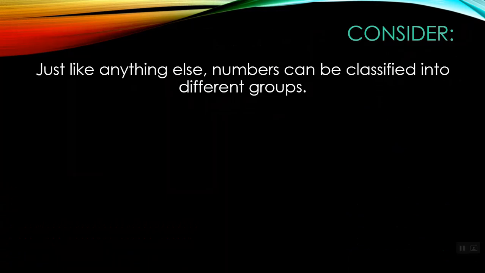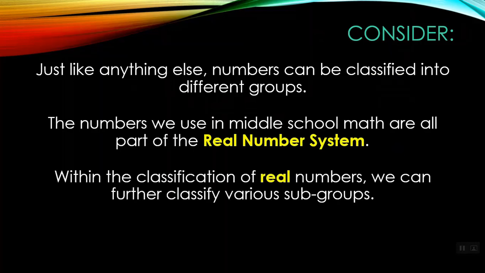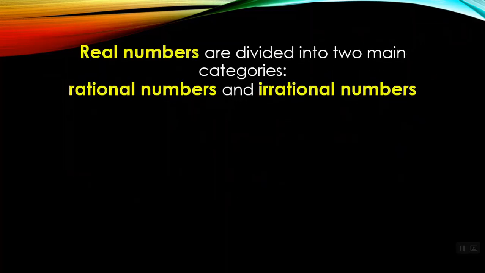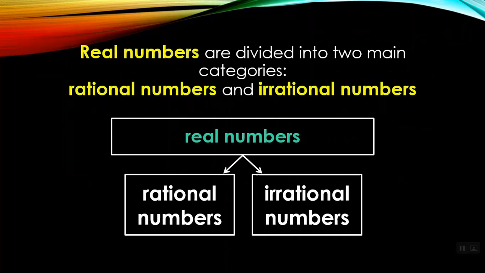So consider this, just like anything else, numbers can be classified into different groups. The numbers that we're going to use in middle school math are all part of the real number system, and within that there are some various subgroups. Real numbers are divided into two main categories, the rational numbers and the irrational numbers.